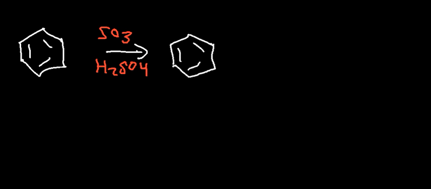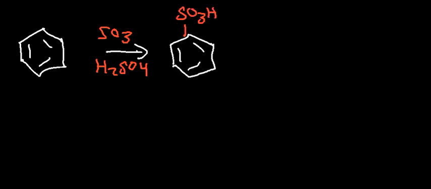Okay, so let's focus on applying some of these reactions. So, let's say you started with benzene. What's the product of this reaction if you add SO3 with H2SO4? This is sulfonation, and the product is simply SO3H. We can put it anywhere on the benzene ring.